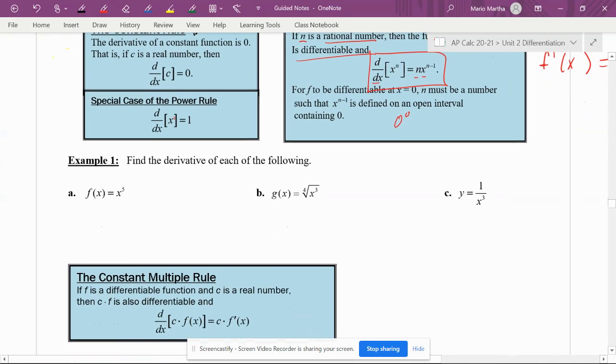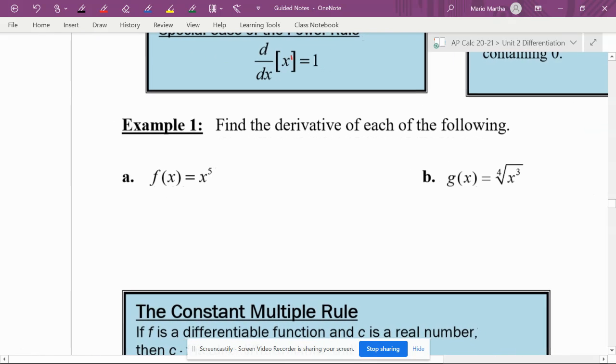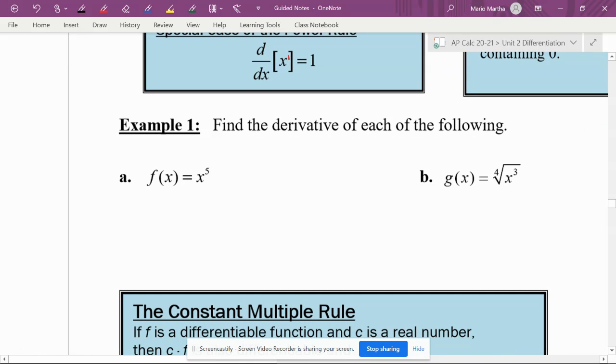Let's see. We have example one. It says find the derivative of each of the following. A is f of x equals x to the fifth. Here are the basic steps: this is where we apply the power rule. So n equals 5, and then n minus 1, 5 minus 1, is just 4.